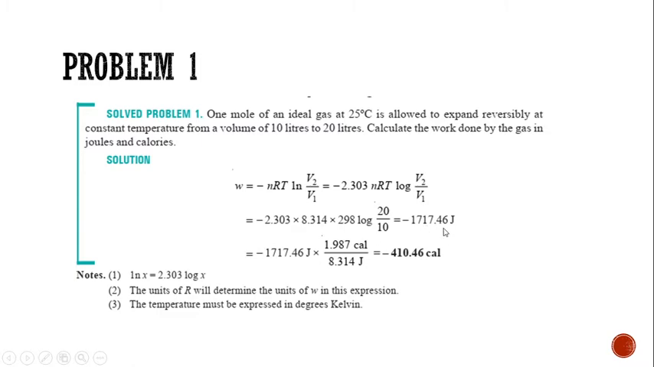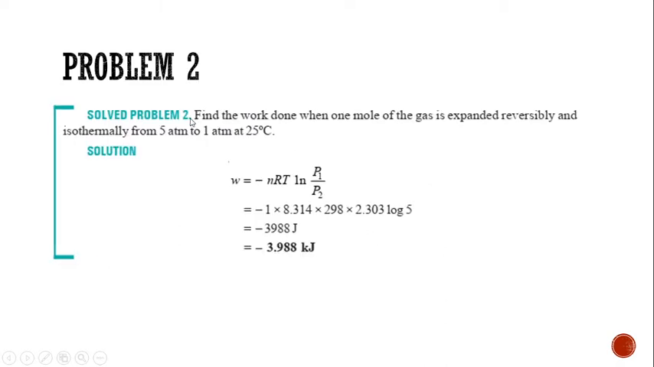You also need to convert your answer into calories. For that, you need to multiply it by 1.987 and divide it by 8.314 joule. With this factor, you need to multiply and divide. Then you can easily convert your answer in joules into calories, as joule cancels out with joule, and your final result ultimately comes in calories. So by applying this formula, you can easily convert your work done in joules as well as calories by using these relationships. This is your problem 2.